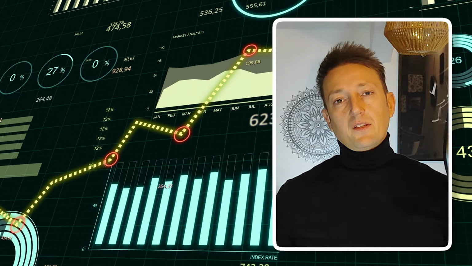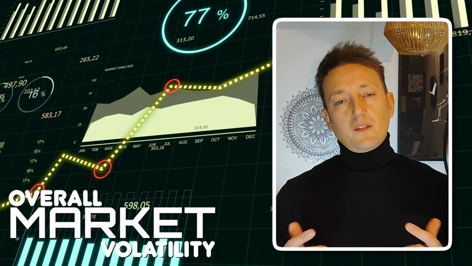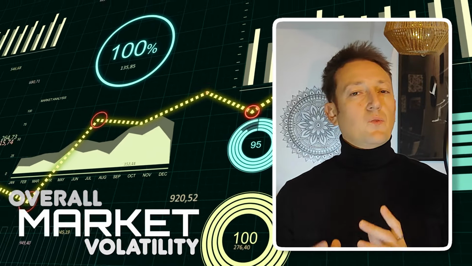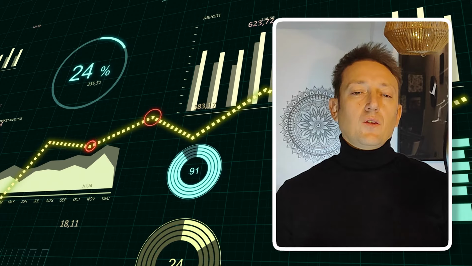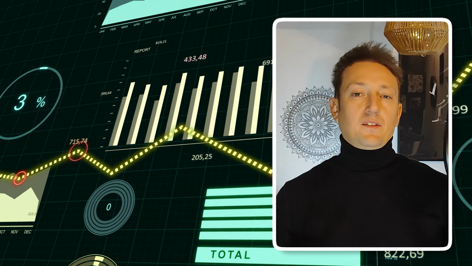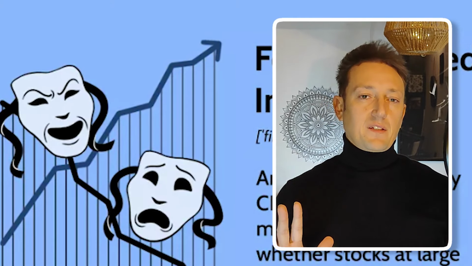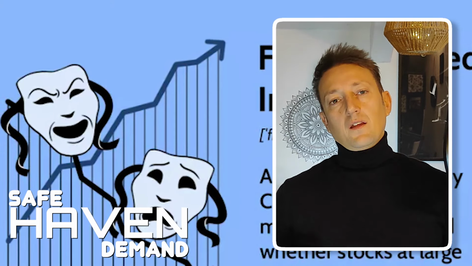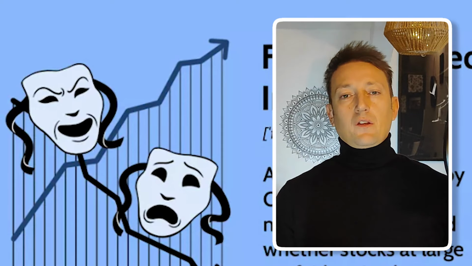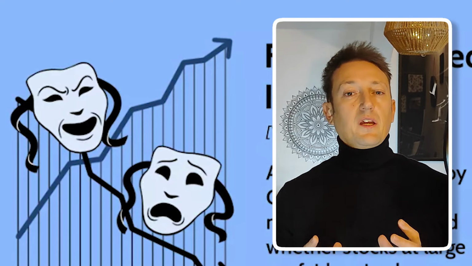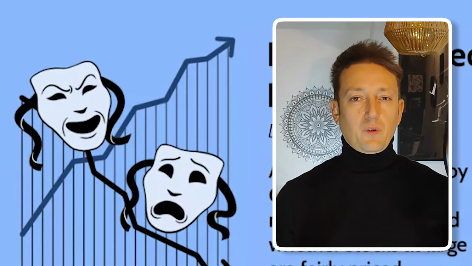Number 6, market volatility, that uses the VIX, that is, let's say, a volatility index, also known as the fear gauge, to measure overall market anxiety. Last but not least, number 7, safe haven demand, that compares the return on stocks versus government bonds, something that we can also call risk premium.